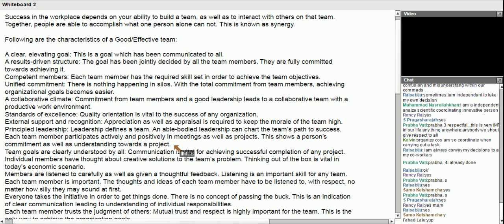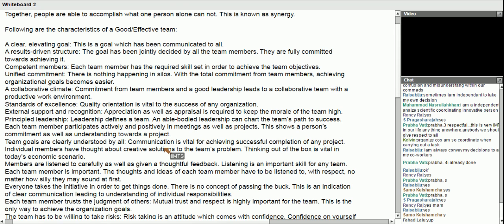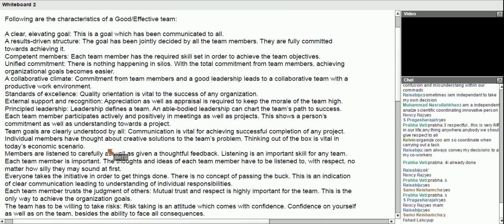They have a unified sense in their mind. They are united, right? And if the team members are working for a common cause, then obviously, it is a good team.